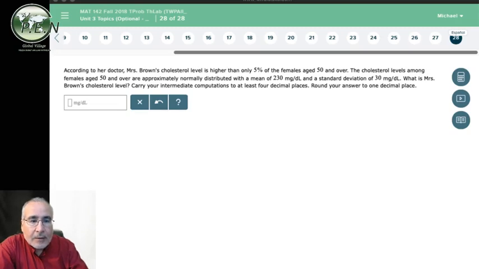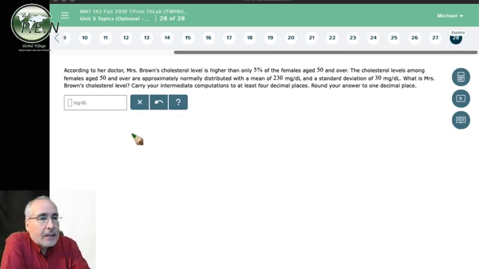Okay, here's our last question, number 28. Oh, a lot of words, but what do we want to know? What is Mrs. Brown's cholesterol level? Okay, according to her doctor, Mrs. Brown's cholesterol level is higher than only 5% of the females aged 50 and over.